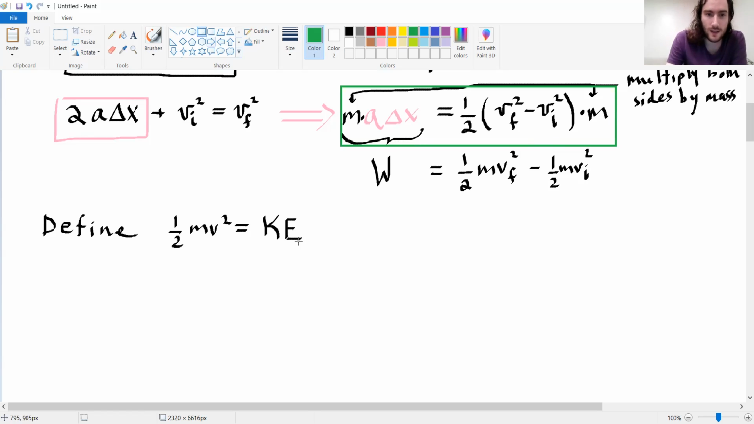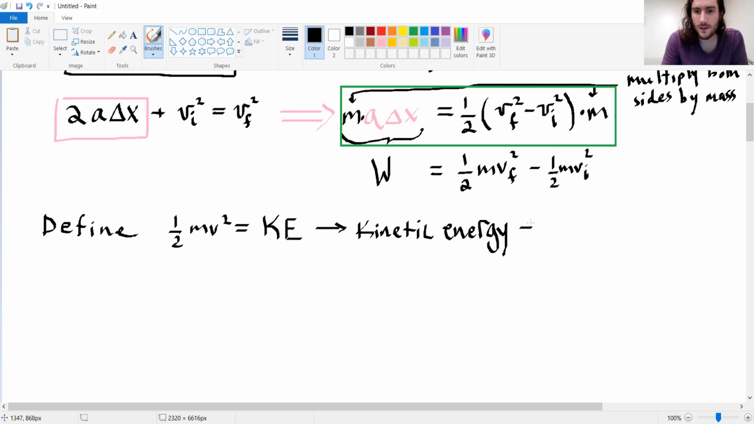Okay, so this is kinetic energy. So we'll go ahead and finish that thought off. Kinetic energy, we use KE, kinetic energy. And this is energy due to motion. Remember, motion is kind of synonymous with velocity, right? So it's energy due to motion.